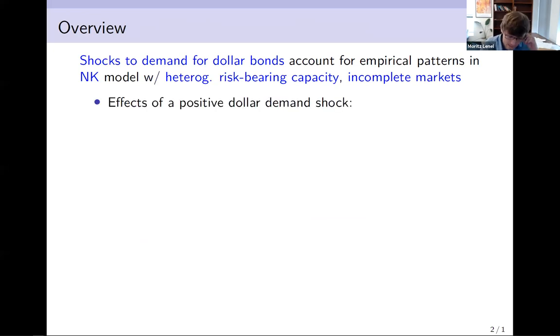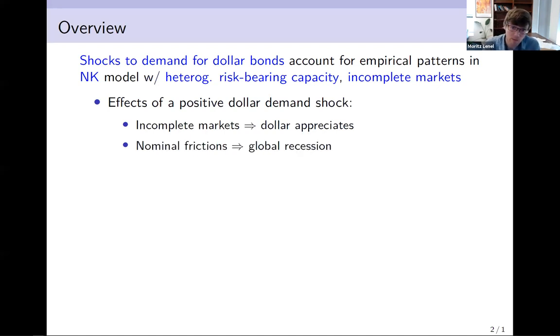To see why this is the case, let's consider the effect of a positive dollar demand shock, which you can think of as an increased preference for holding dollar bonds. So what does this do? Well, this dollar demand shock leads to an immediate appreciation of the dollar and an expected depreciation going forward. This appreciation, in a world with nominal frictions, has deflationary pressures in the US and leads to a decline in output in the US. And this decline in US output then triggers global recessionary forces.